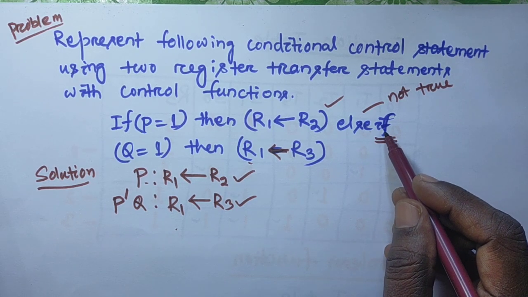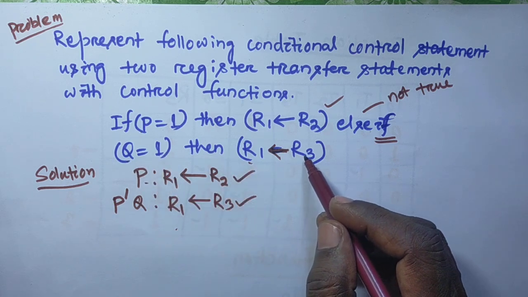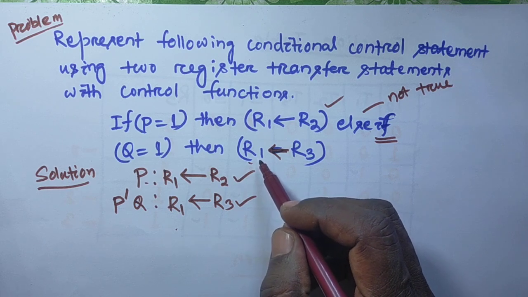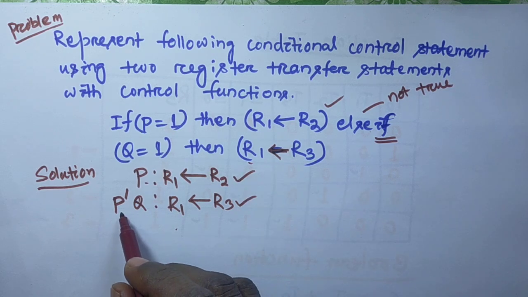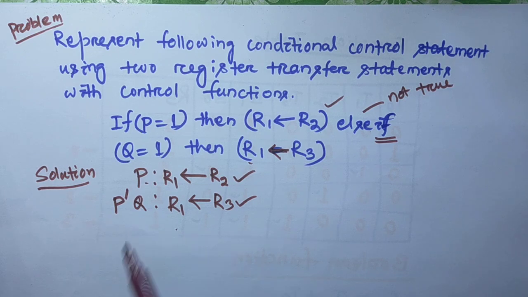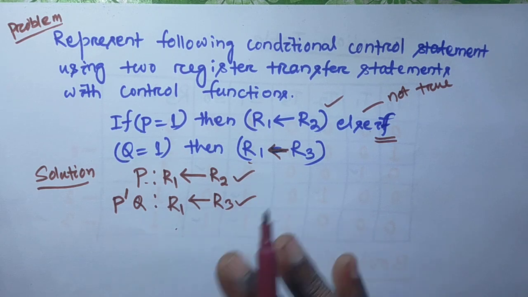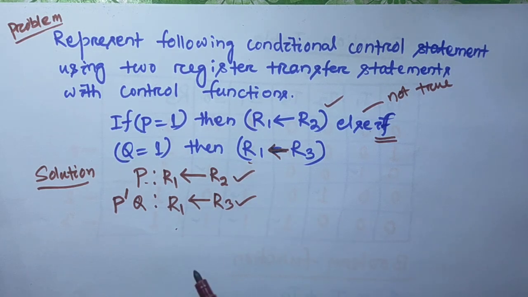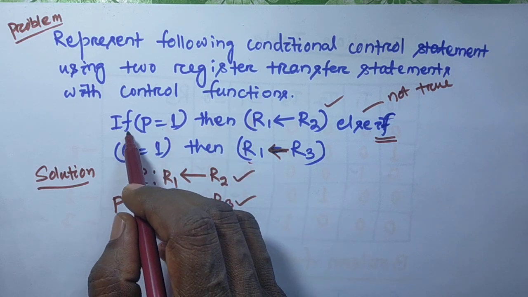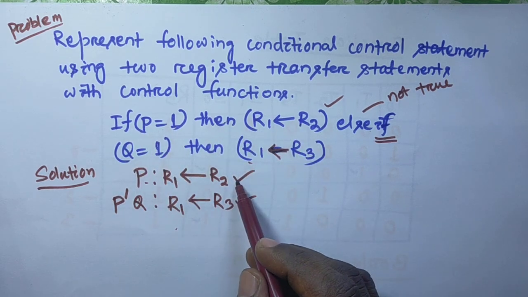Then if another condition, if q is true, then content of r3 is equal to r1, or content of r3 is transferred to r1. In this way we can define here p dash q. Okay, so here the question: why is q not also written here? No, not required, because the statement starting from here means if p is equal to true, then this one, so p is simple, this one.